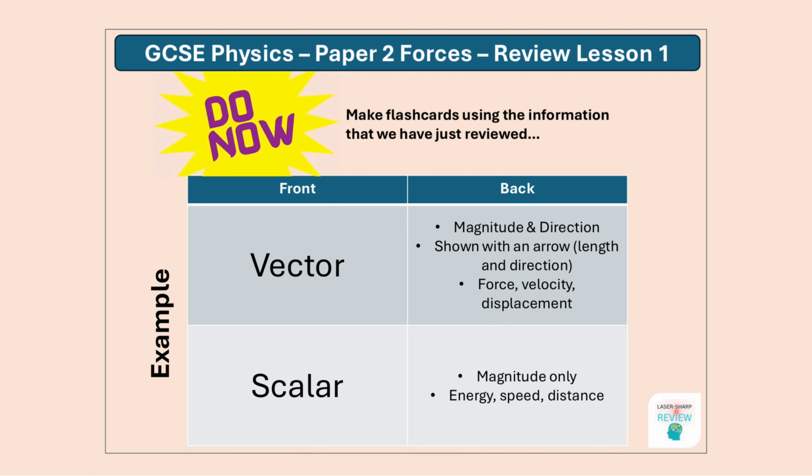Now it's time to make a couple of flashcards on this topic to review what we've done. These are my examples. So we have a vector on one side and then some information to write on the back. So vector, magnitude and direction. We show it with an arrow. And then the length is important, that represents the magnitude, how big the vector is, and the direction. Some examples, force, velocity, and displacement. On a separate one, we can put scalar, which is just magnitude, just the number, and some examples include energy, speed, and distance.